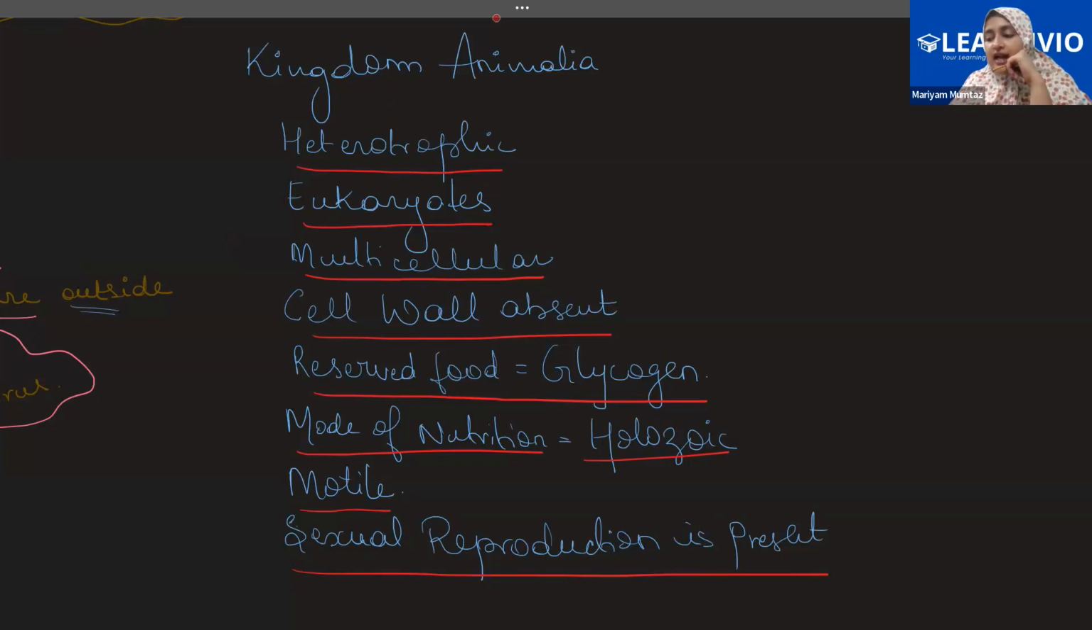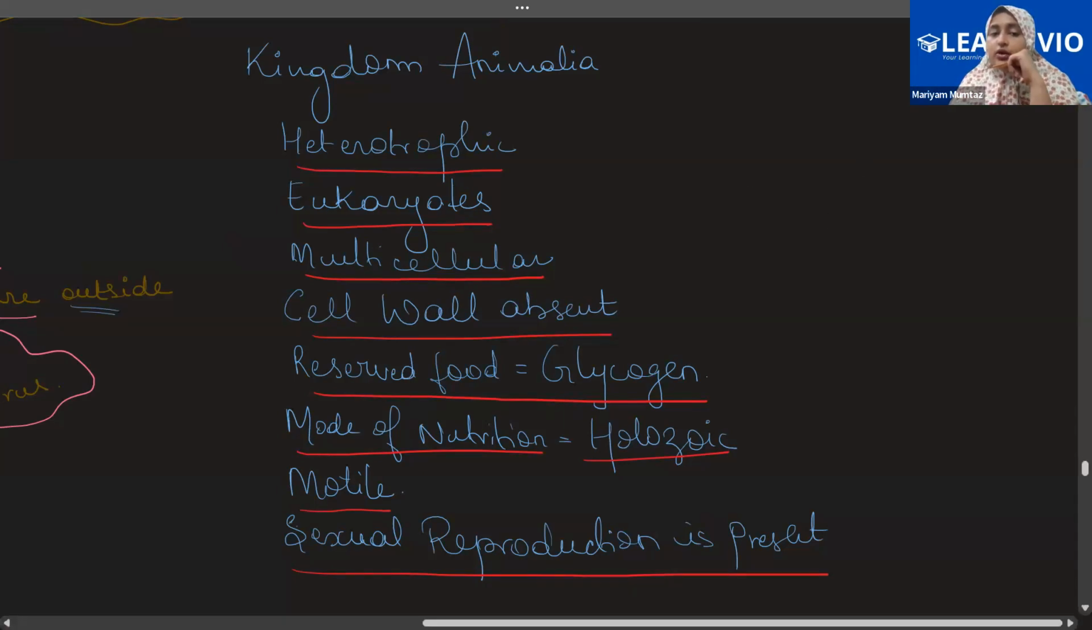Holozoic itself is a type of heterotrophic mode of nutrition wherein the food is ingested as a whole and then it is chewed and digested in the body. That is holozoic mode of nutrition. So these are all the points that are there in the kingdom Animalia.